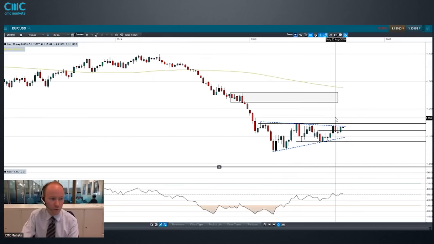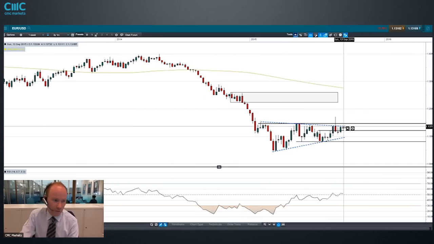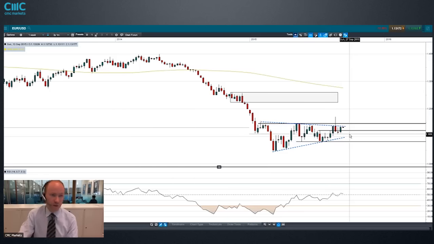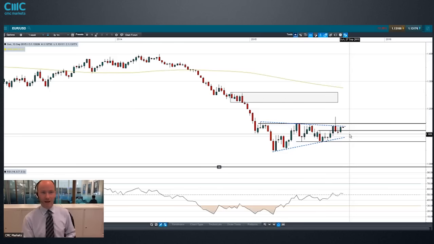Now, we had a false breakout of the top of the triangle here. The only trouble I have with this is that we are moving closer into the apex of the triangle. And really, the breakout wants to happen in the vicinity of around two-thirds in of the triangle. Into that last third, the breakouts tend to be a bit choppy and unsustained.